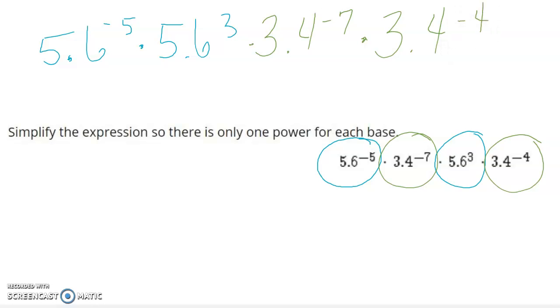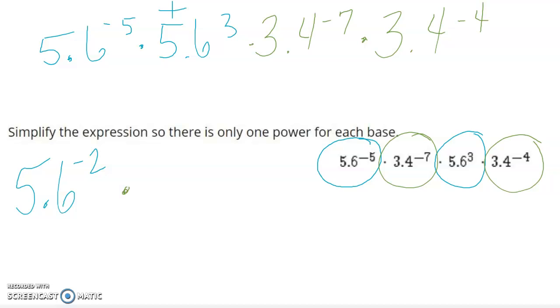Now we can apply our properties. So here we have multiplication. We're going to keep our 5 and 6/10 because our base is the same. So we have negative 5 plus 3. Signs are different, so we would subtract. 5 minus 3 is 2. So that would be negative second power.